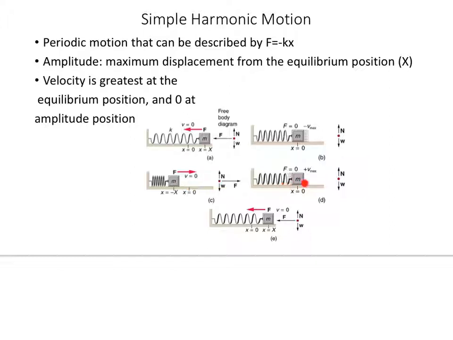And now it goes through the equilibrium position once again. X is equal to 0. This time it's moving to the right, and so now the velocity is plus Vmax. And now it comes back again and it goes toward the left. So the object is just going to continue to oscillate back and forth here as long as it's on a frictionless surface.